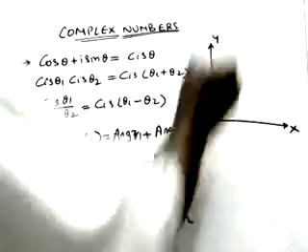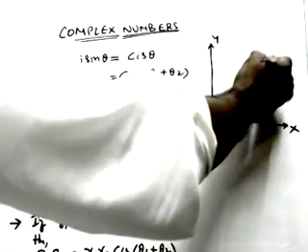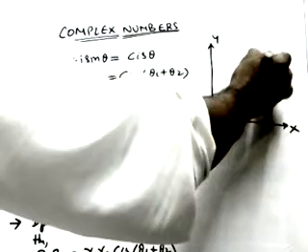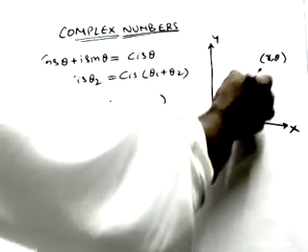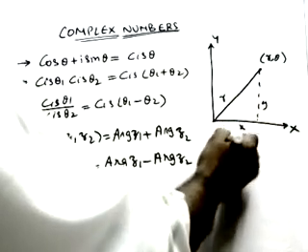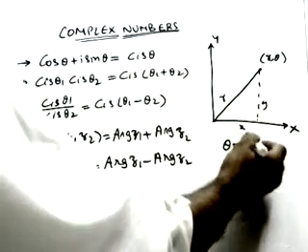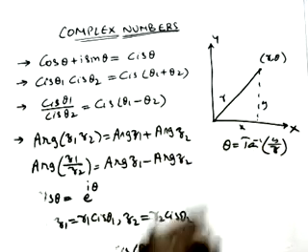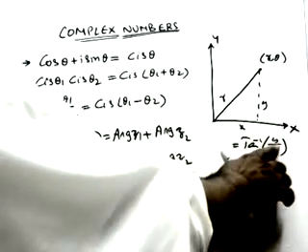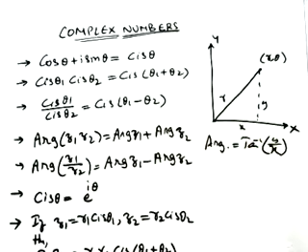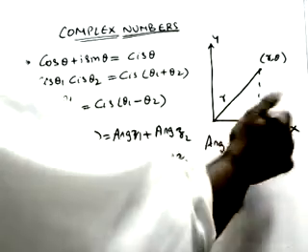Watch here. Suppose this is the x-axis, this is the y-axis. Suppose a point, just now we have seen, is (r, theta), and let the distance from the origin be r. We know the amplitude is theta equals tan inverse y by x. So sometimes this is denoted by argument z.